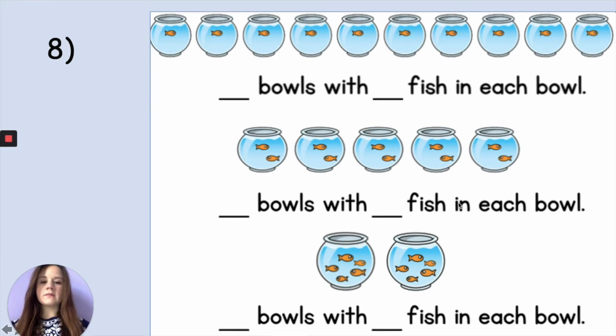Something bowls with something fish in each bowl. How many bowls and then how many fish in each bowl? And again, how many bowls and how many fish in each bowl? Pause the video to complete this question.